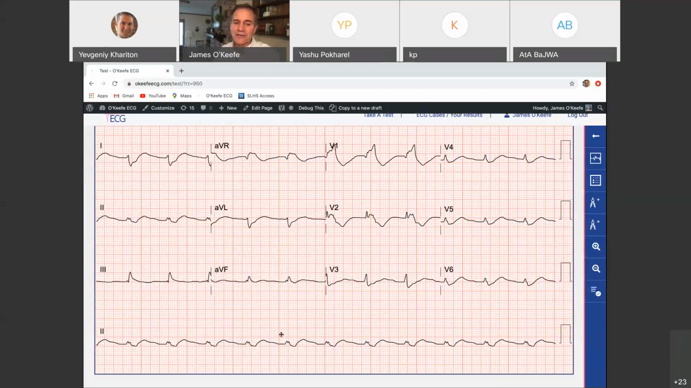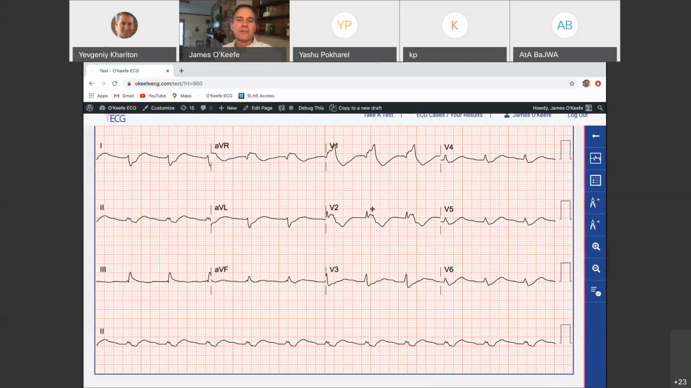Yeah, it's really hard to see the P waves, but if you look down in lead III and lead V, I think you may be able to see it. Is there anything else prolonged here besides the QRS? I think the QT is pretty long as well. Yeah, the QT is big and long as well.